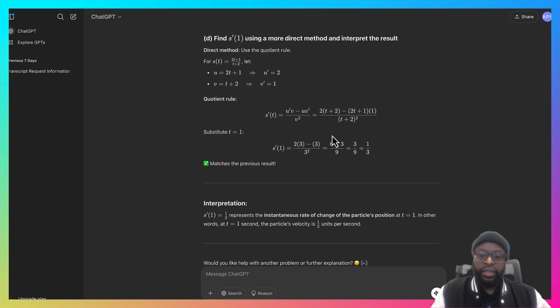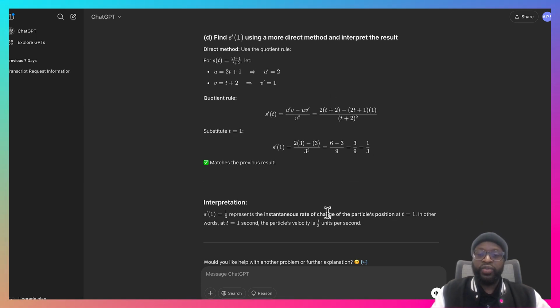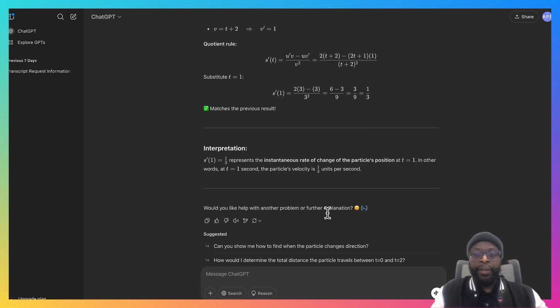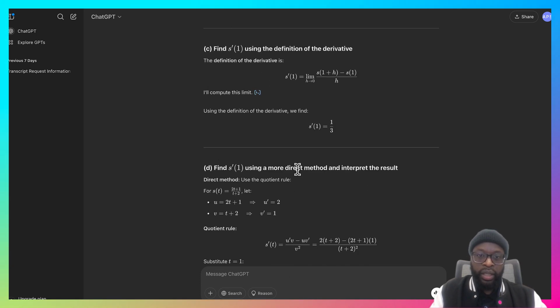All right, interpretation. What is this 1/3? It is the instantaneous rate of change. Very good. So that is a quick look at number 2.